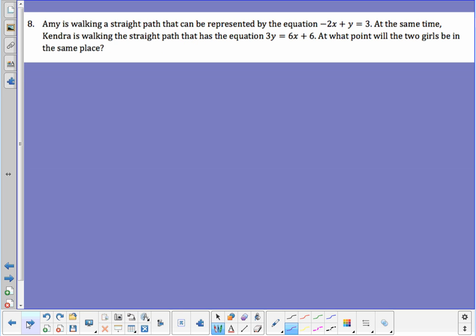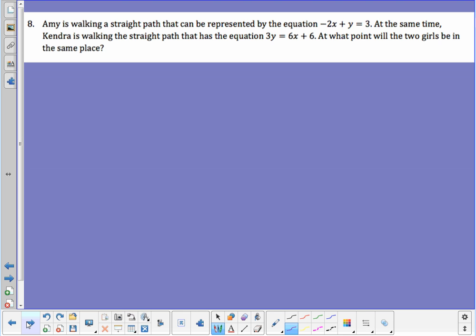In number 8, it says Amy is walking a straight path that can be represented by the equation -2x plus y is equal to 3. At the same time, Kendra is walking the straight path that has the equation 3y equals 6x plus 6. At what point will the two girls be in the same place? So basically you want to know, where do these two equations cross, or where's their point of intersection, or in other words, what's their solution?